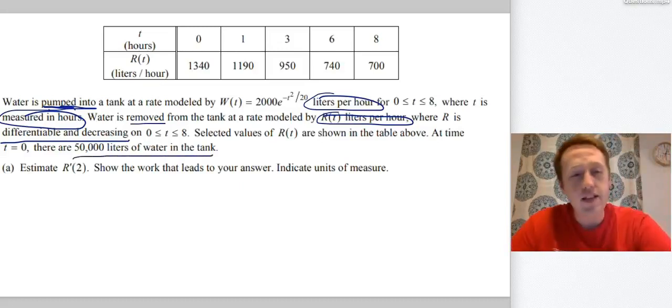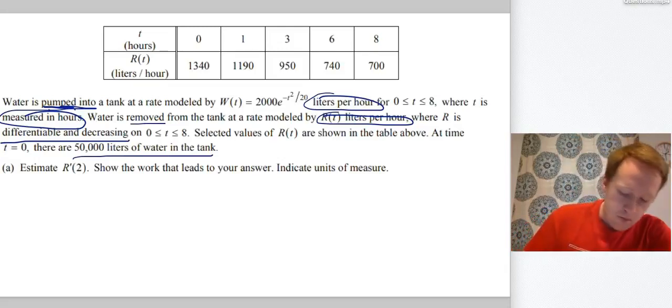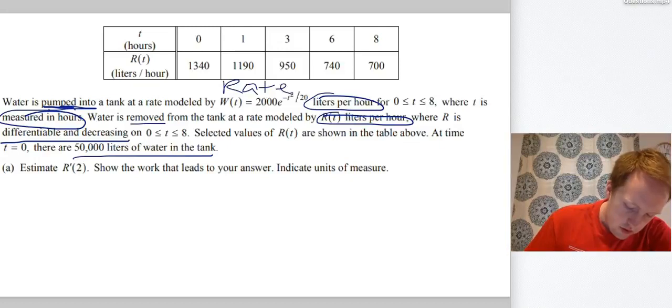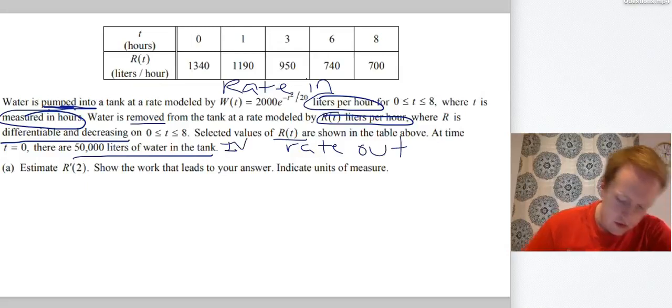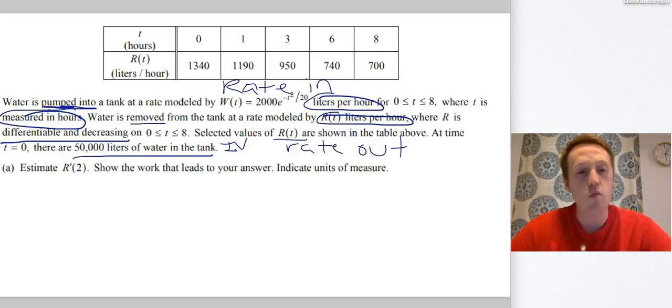So, like I was saying, I see a lot of elements of a rate question in here. We got water being pumped in. W of t is my rate in. R of t is the rate out. 50,000 is the initial value, right? So we see a lot of those same rate ideas.